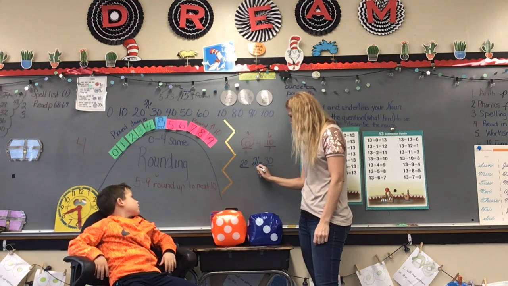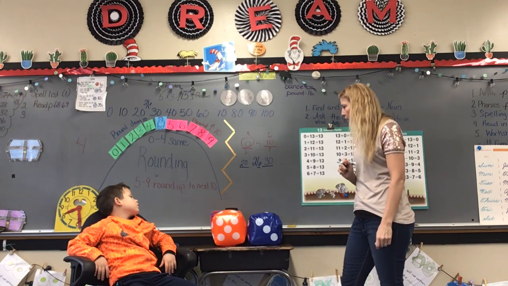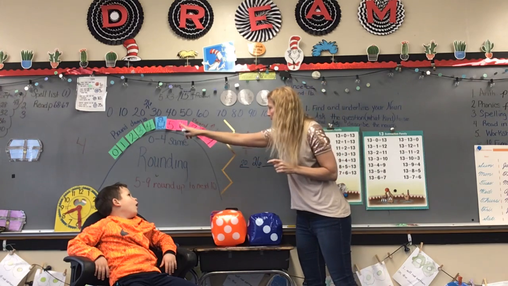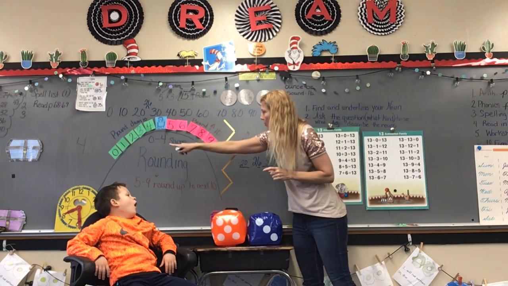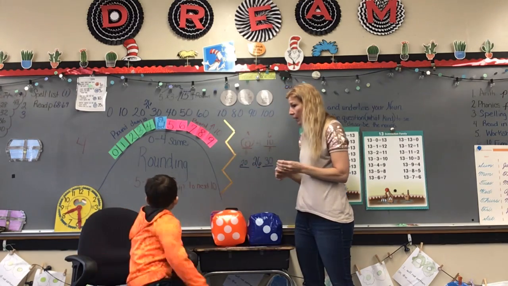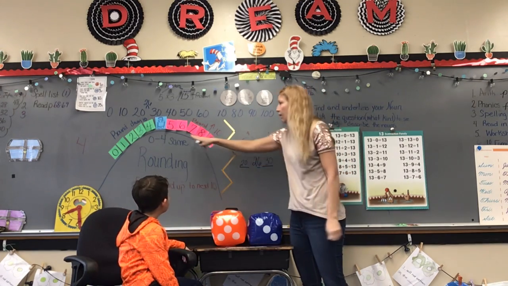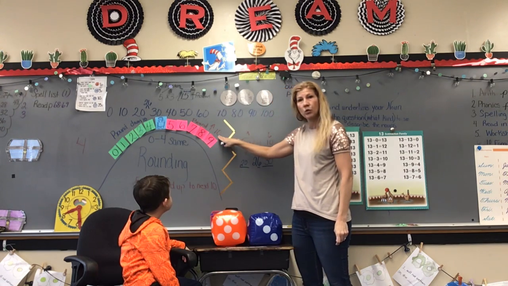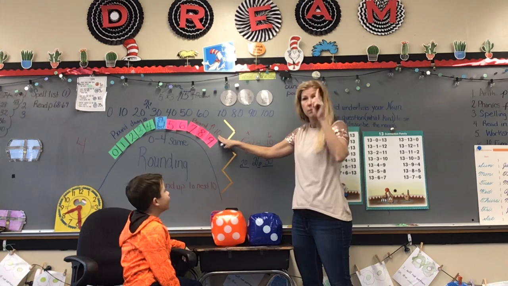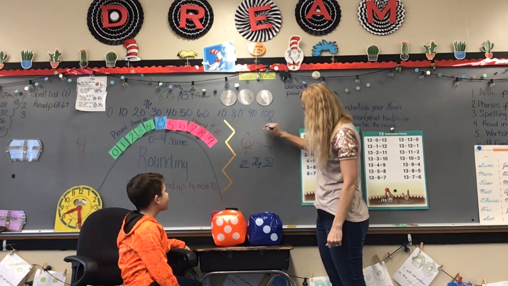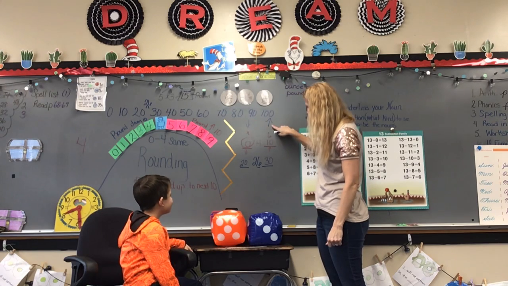The first thing you do is you underline the number in the ones place. And I look and I think, 6. Where would I find 6 on my roller coaster? Is it 0 through 4, Ben, or is it 5 through 9? 5 through 9. I find it here. What does it tell me I have to do? I have to round up to 10. All right, remember, 0 is 0 is 0. So I have to round up.